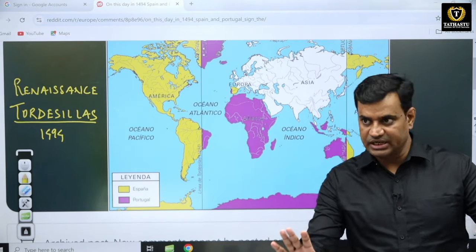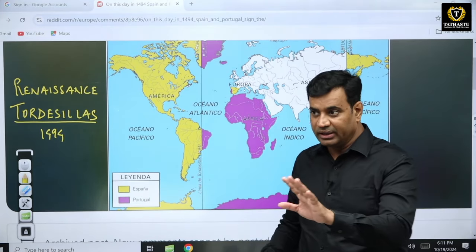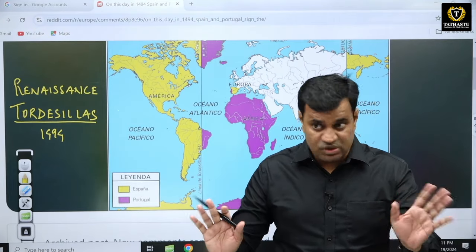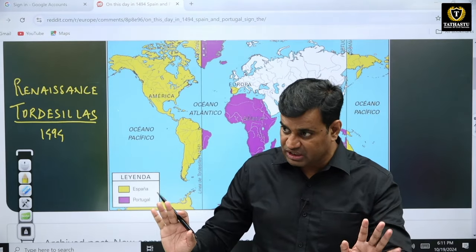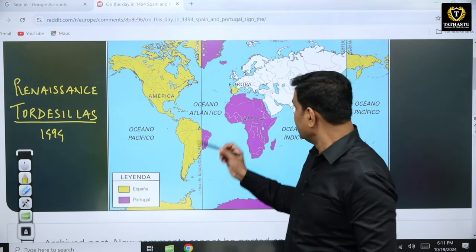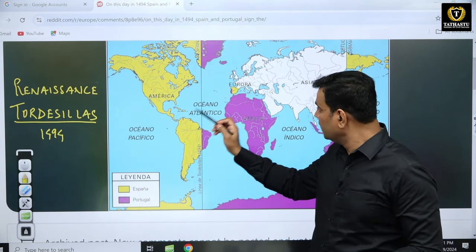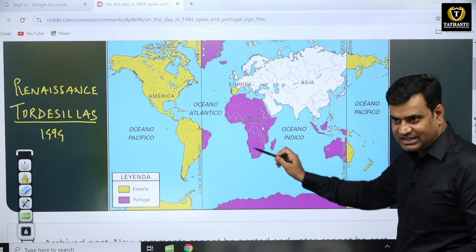Just understand here, it's a very important one. An imaginary treaty was made to divide the whole world. Britain was not in the picture. France was not in the picture. Germany was not in the picture. It was only Spain and Portugal. Under the Treaty of Tordesillas, Spain decided to explore the western part of the world, and the Portuguese decided to explore the eastern part of the world.